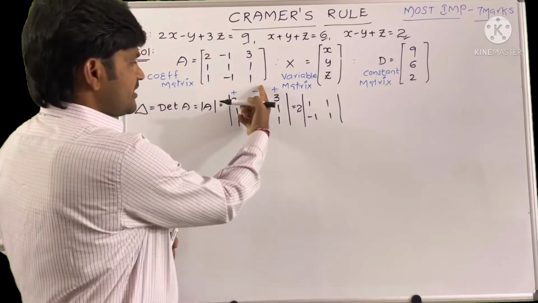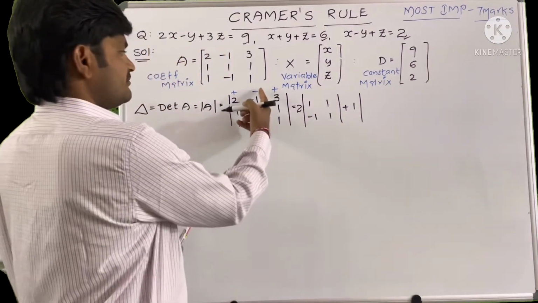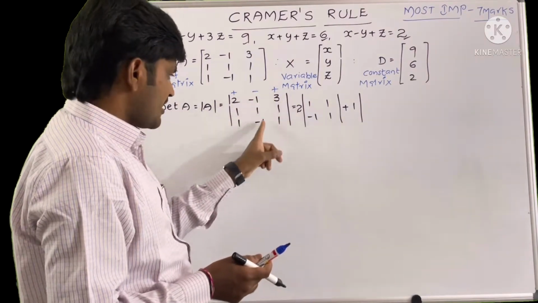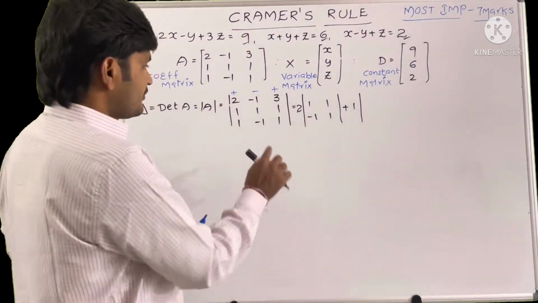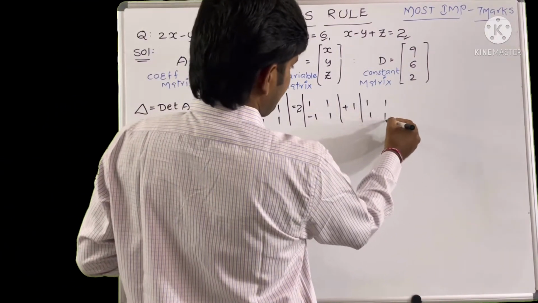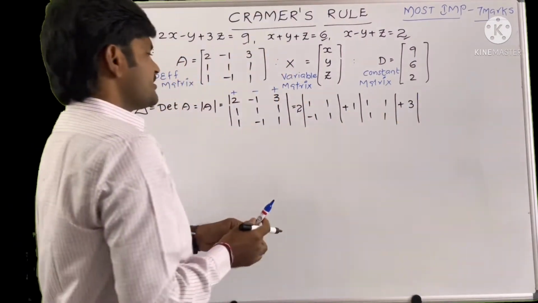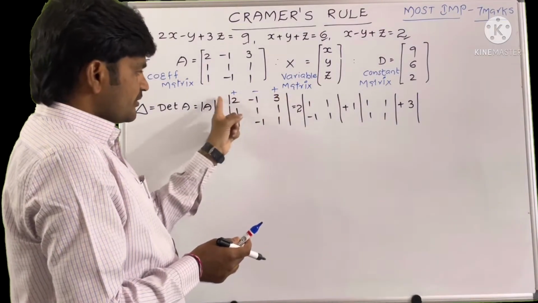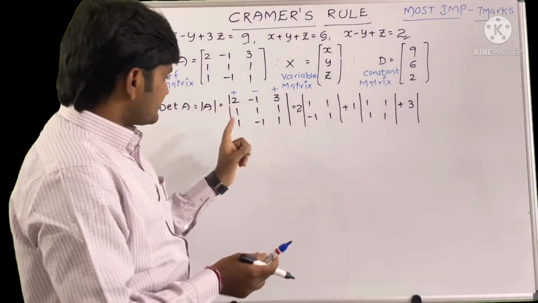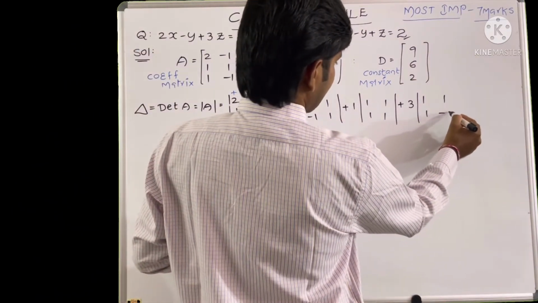After that minus and -1, that is +1. Minus of -1 is +1. Where 1 is present, that row and column will delete now. So remaining 4 numbers are 1, 1, 1, 1. And plus 3. Ready? Start again. So where 3 is situated, row and column will be deleted. So remaining 4 elements are 1, 1, 1, minus 1.